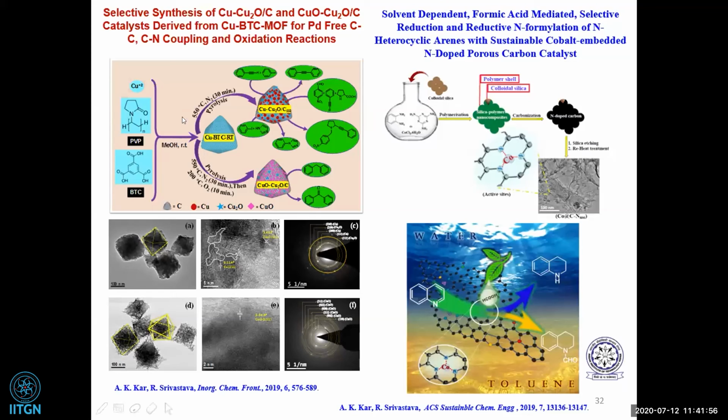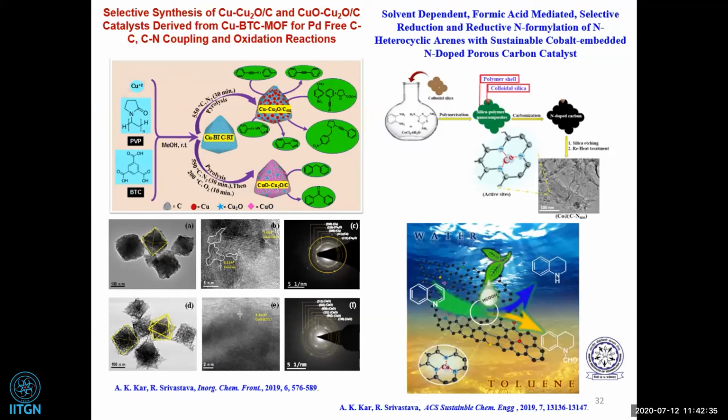For example, we prepared copper BTC and converted it into CuCO2. Actually, our group mostly deals with the development of catalysts which are economical. So we can replace the palladium-based catalysts which are generally used for coupling reactions with this selective CuCO2, because you have copper 0 and copper 1, which are very good for the Sonogashira coupling reaction, and we can get very good C-N coupling or C-C coupling. And this CuO you can use for the oxidation reaction that we have shown.